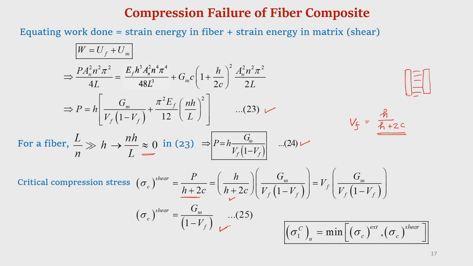Now, you can clearly see here it is purely a function of the shear modulus of the matrix and, of course, the volume fraction, that is the relative proportion of the fiber and the matrix, because in this case we have only considered the shear of the matrix. Now, what will be the critical compression load? Considering extension and shear mode, whichever is minimum is considered to be the critical compression stress at which fiber microbuckling will take place, and that decides the longitudinal compression strength of a fiber composite.